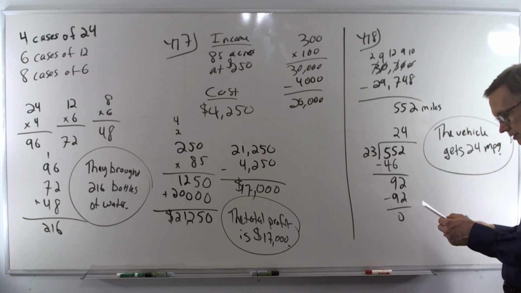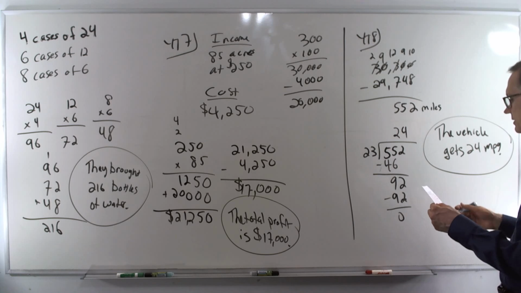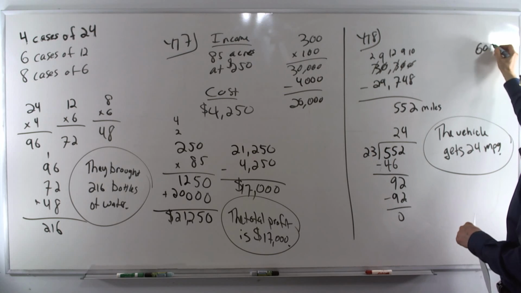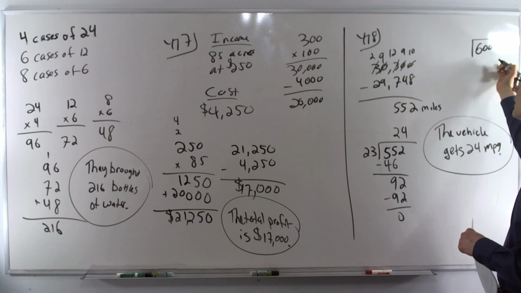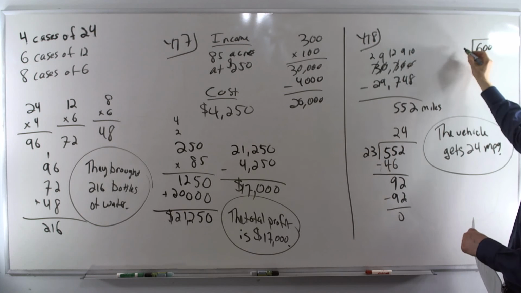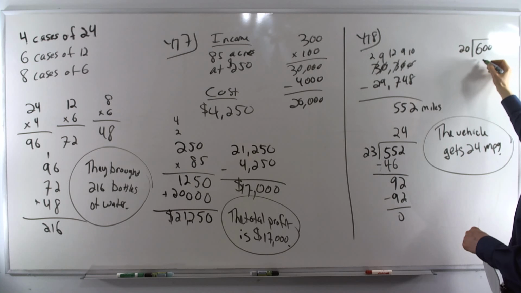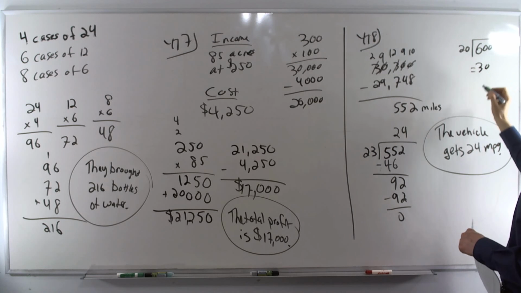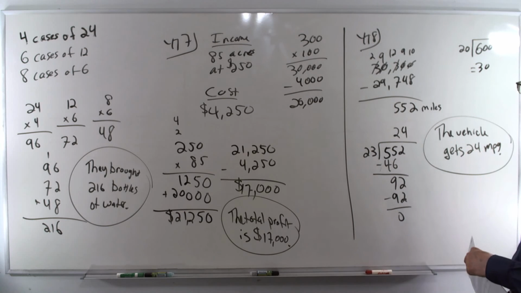Okay, how about if we round 552 to 600 and 23 to 20. Divide and we get 30. And that's pretty close to 24.